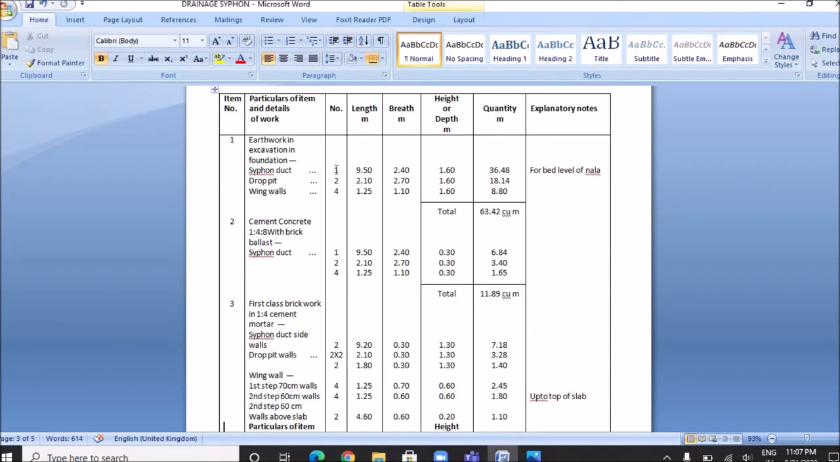By putting the number 1, length as 9.5 meter, breadth as 2.4 meter and the depth of excavation as 1.6 meter, we can calculate the quantity as 36.48 cubic meter. Then next, the excavation work is done for the drop pit.